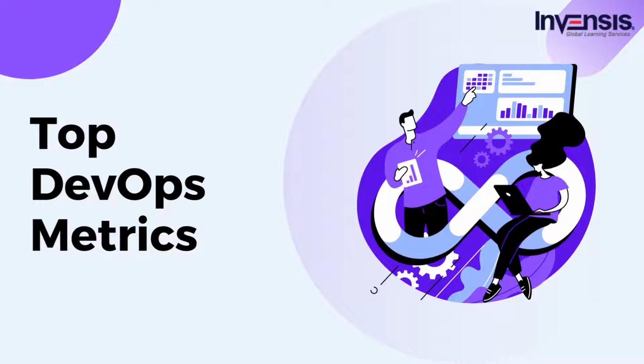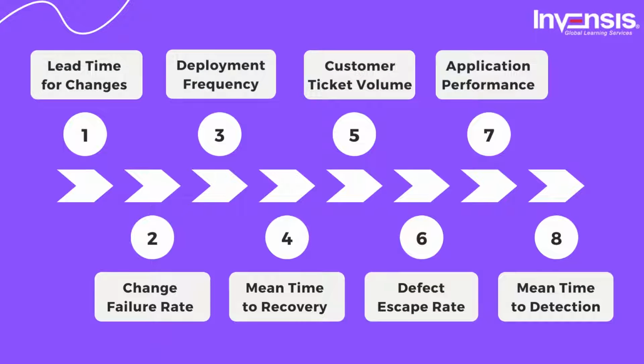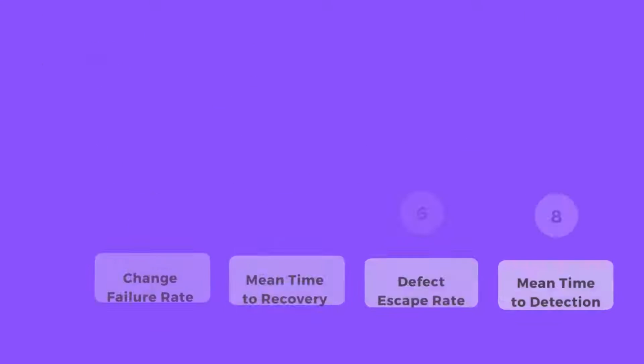Now, let us move on to our next topic and talk about the top DevOps metrics. Google's DevOps Research and Assessment or DORA team has determined that the top 4 metrics on our list are the most important data points. These KPIs, along with 4 more, will give even better insight into the performance of your pipeline. The DevOps metrics we are going to discuss in this video are: lead time for changes, change failure rate, deployment frequency, mean time to recovery, customer ticket volume, defect escape rate, application performance, mean time to detection. Now, let us discuss these DevOps metrics one by one.